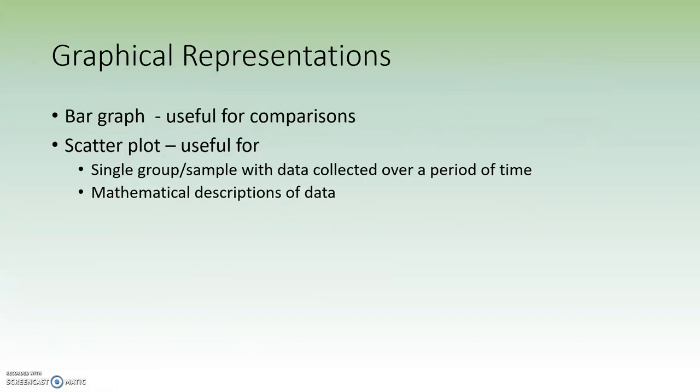Now let's turn to some of the ways we can represent data graphically. Two types of graphs you will commonly see are bar graphs, which are useful for making comparisons about groups, and scatter plots, which are useful for a single group or sample with data collected over a period of time, or when you are trying to describe a mathematical relationship between your data.